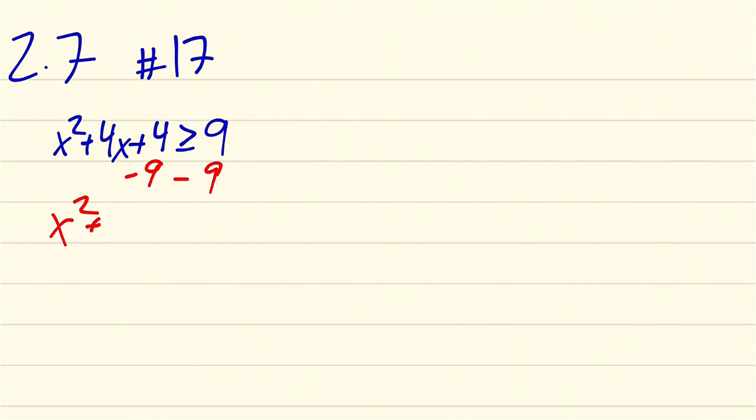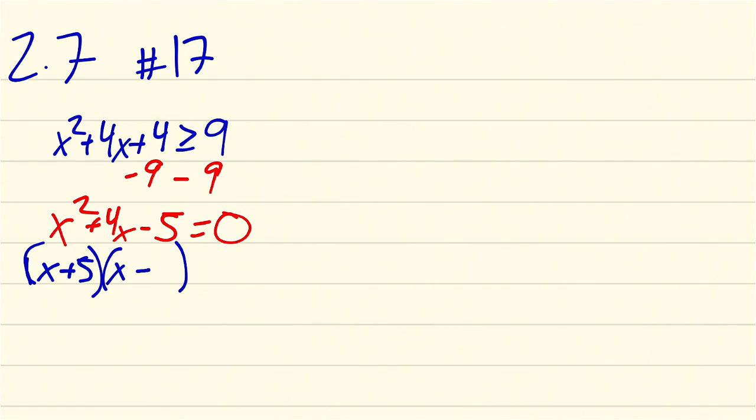We have x squared plus 4x, and 4 minus 9 gives us negative 5. And for right now, let's just set it equal to 0. We can really treat it like an equality, but then we'll figure out what to do with the inequalities later. So we're going to factor this. X squared plus 4x minus 5 factors into x plus 5 times x minus 1.